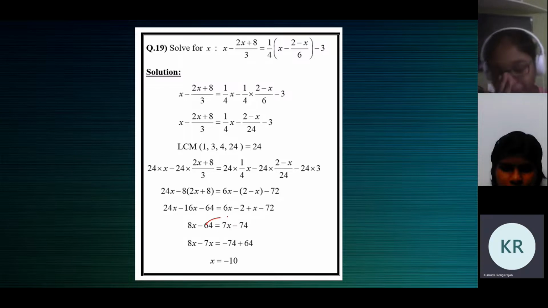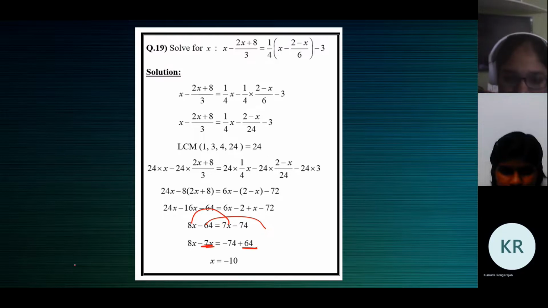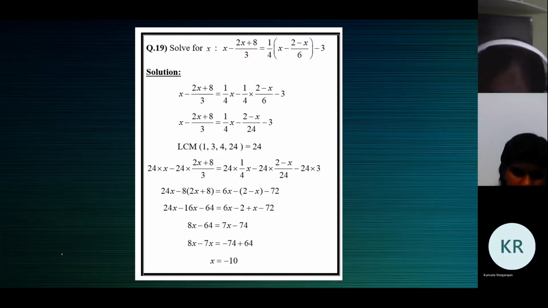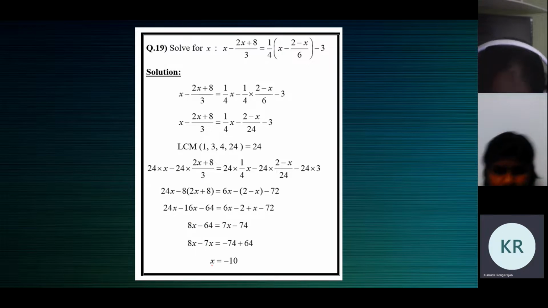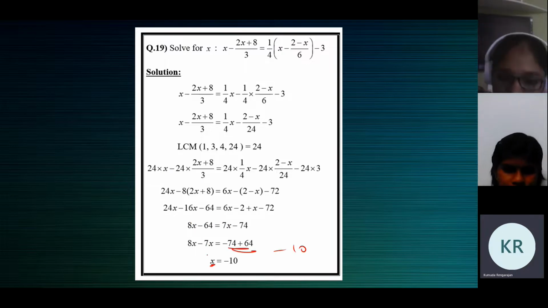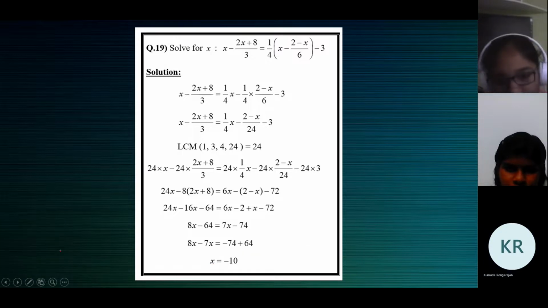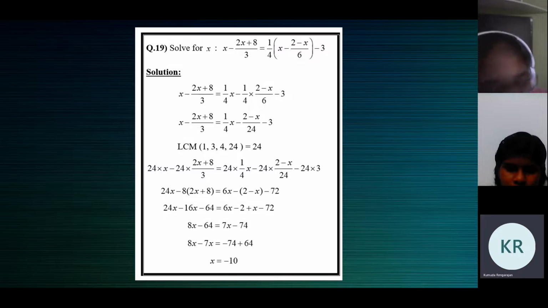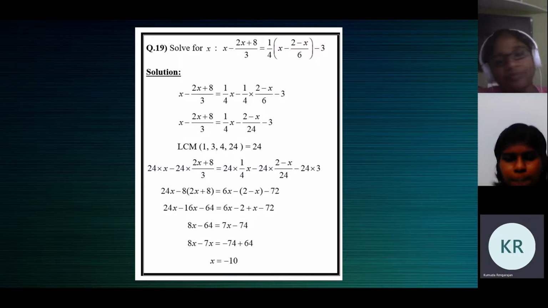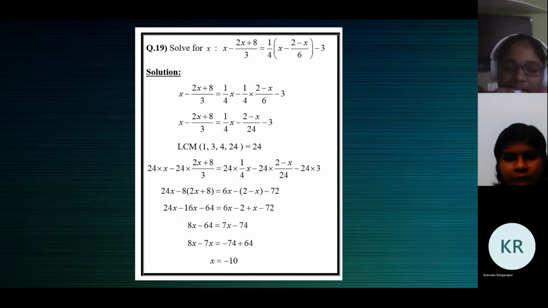So minus 64 will come here as plus 64. 7x will come here as minus 7x. So 8x minus 7x is x. And minus 74 plus 64 is minus 10. So the value of x is equal to minus 10. Understood, children? Yes, understood.